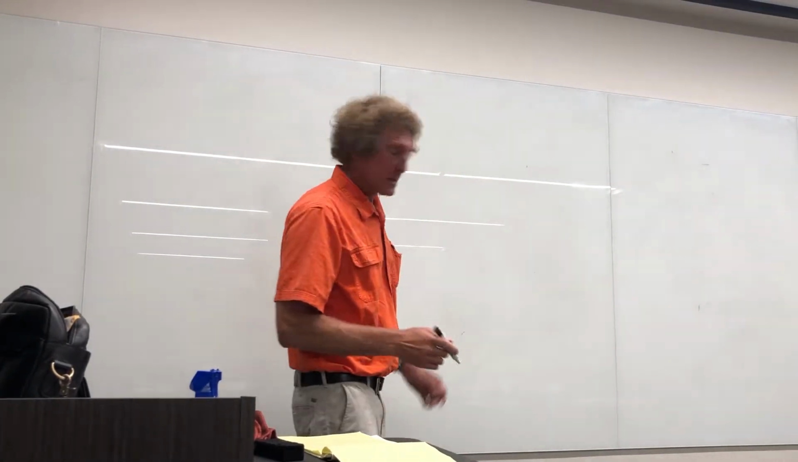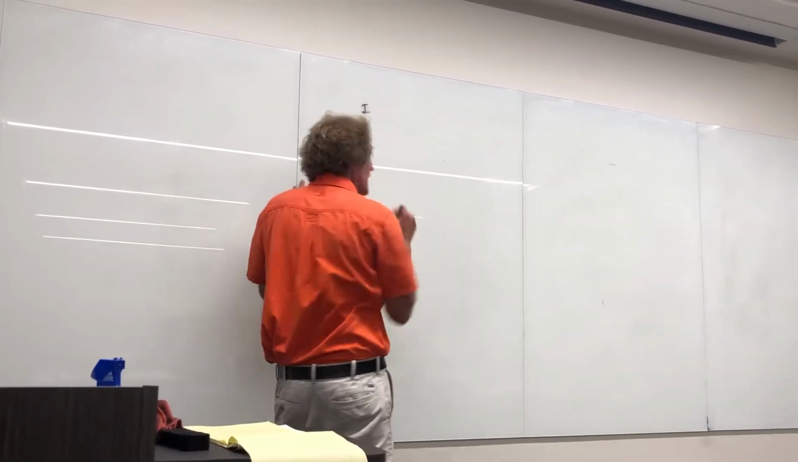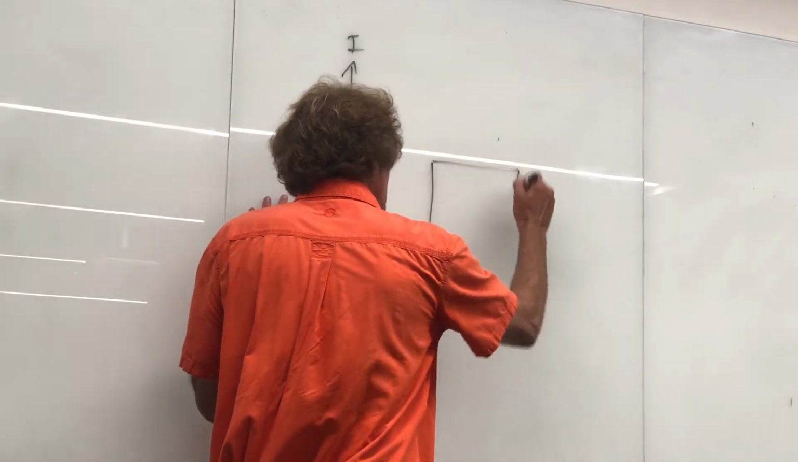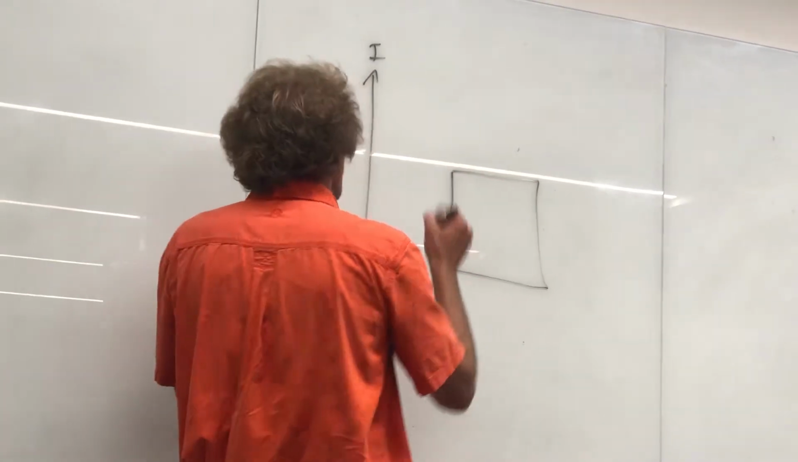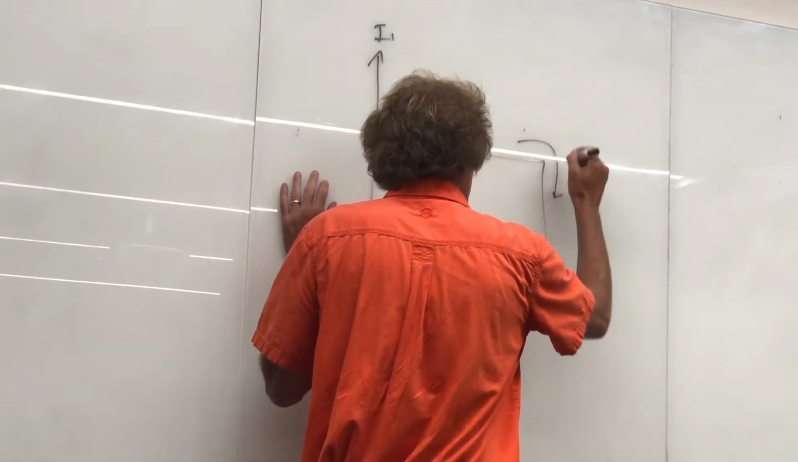And then, let me do the forces in this one. This was a homework problem, I believe. I have I going up, right? And this is a typical problem. Then I have something with a square here. And I'm going to call this I1 here. And I'll have a current flowing this way here, I2 here.